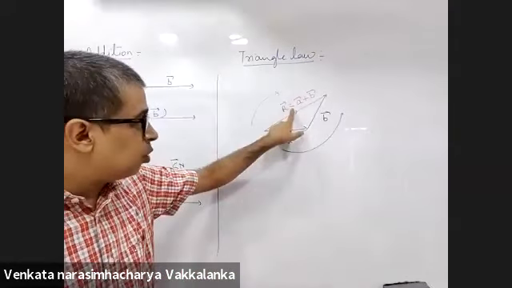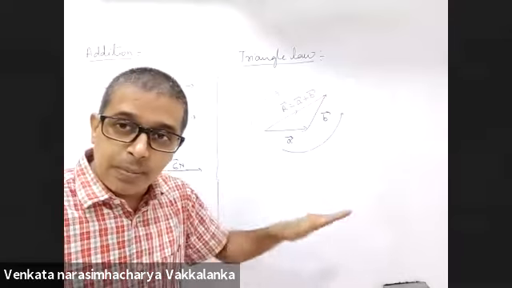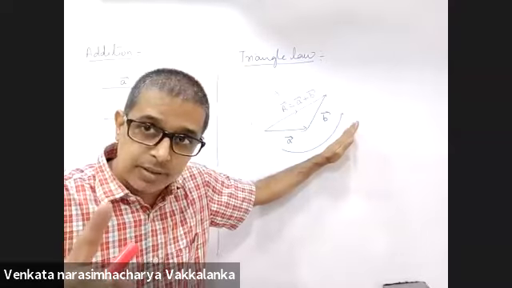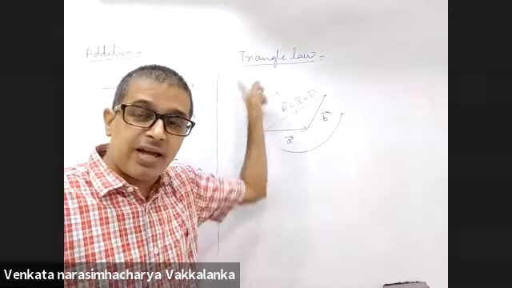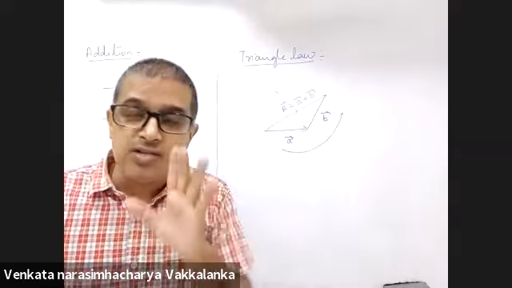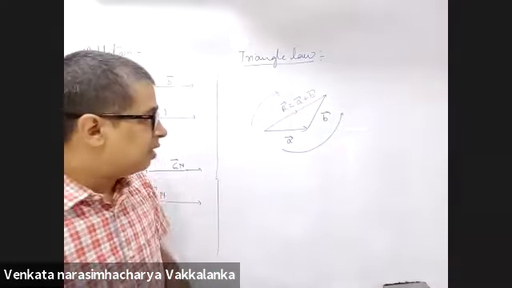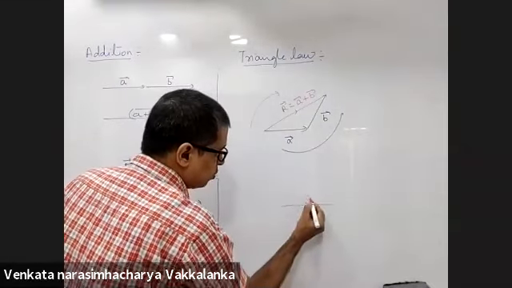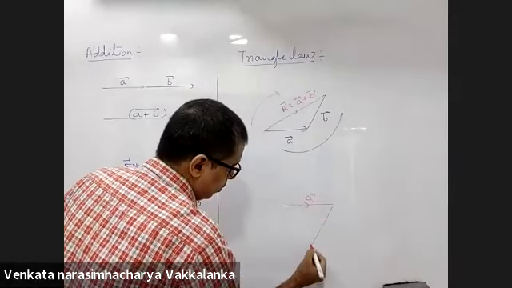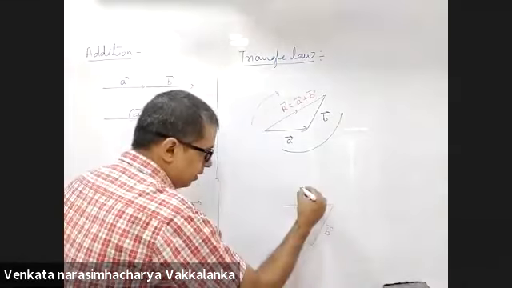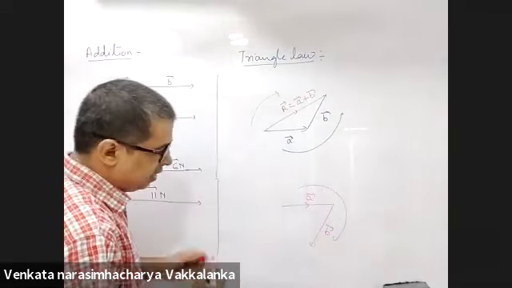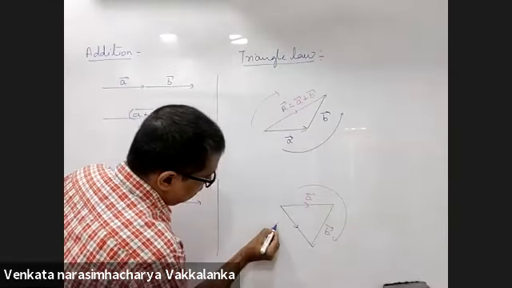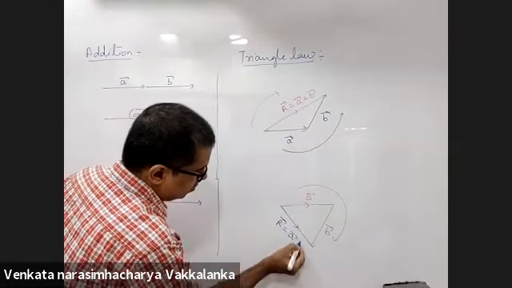So, if two vectors are represented as two sides of a triangle taken in one order, the third side of the triangle taken in the reverse order is the resultant. Suppose you take one vector this way, A, another vector B this way. They are two sides of a triangle taken in one order. The third side of the triangle taken in the reverse order is the resultant.